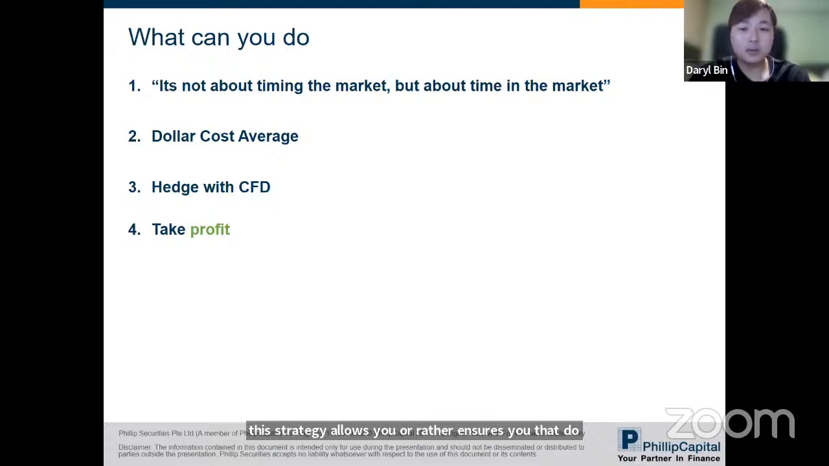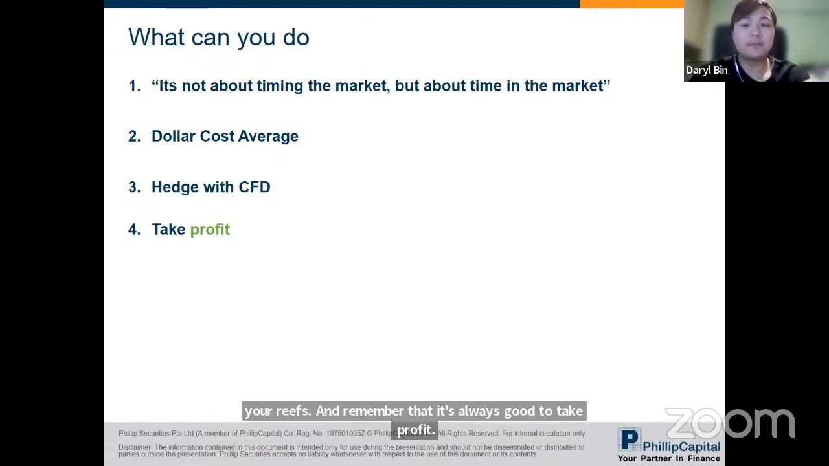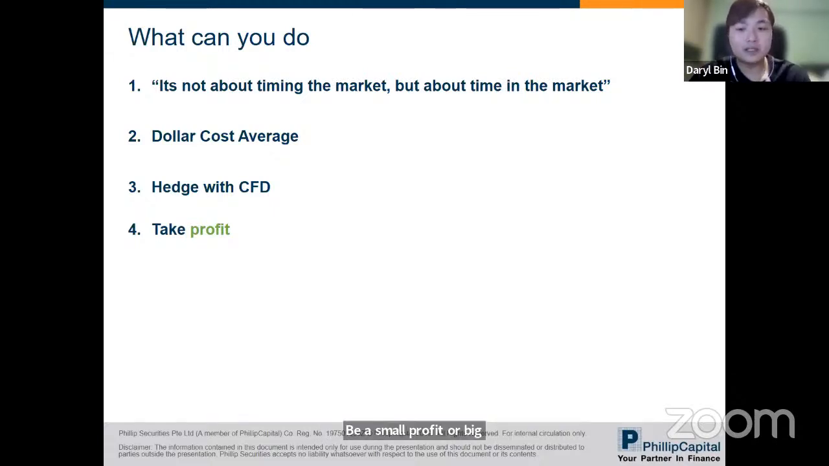Otherwise, you can also take on a CFD position to hedge your risk. And remember that it is always good to take profit, be it a small profit or big profit. A profit is a profit. Just take profit, and if necessary, cut loss and wait for a better opportunity.